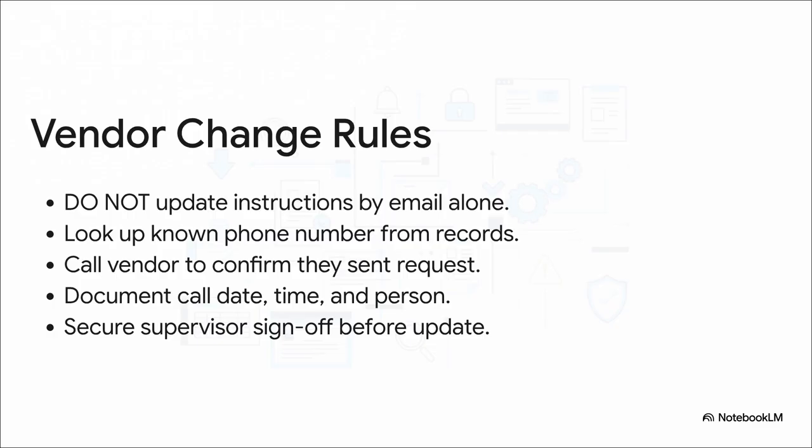Step 1, do not update the instructions based on that email alone. Just don't do it. Step 2, look up the vendor's phone number from your existing internal records. Never, ever use the phone number they provided in the new email. Step 3, call the vendor to confirm they actually sent the request. Step 4, document that call. Write down the date, the time, and who you spoke with. And finally, Step 5, get a supervisor's sign-off before making the change in the system.